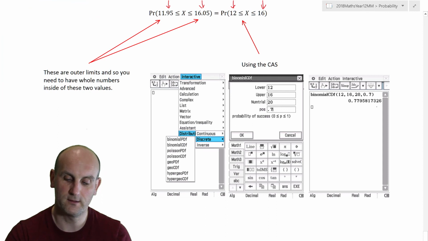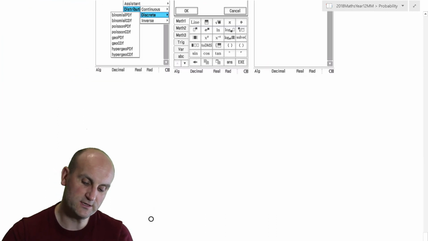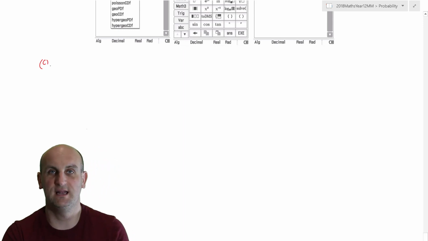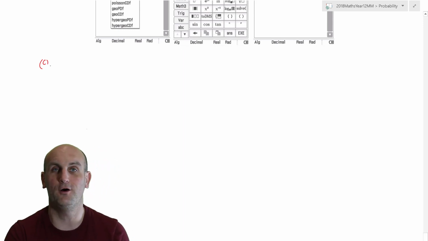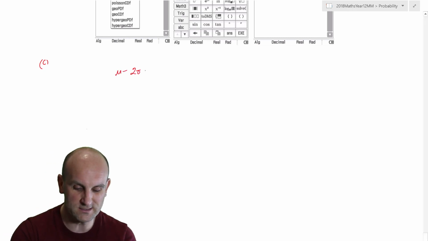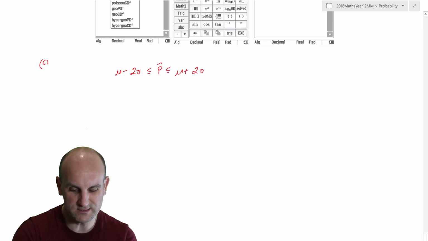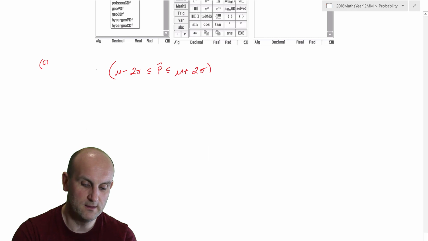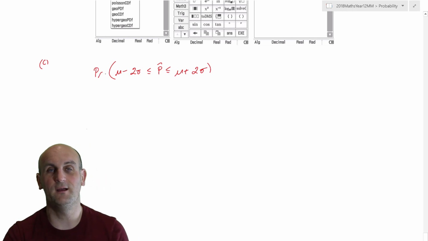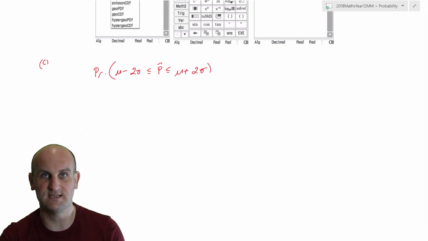Ladies and gentlemen, there is 0.7795. Now, the last part of the question states, part C, that it wants two standard deviations either side of the population proportion. And again, in this situation, I'd want to do mu minus 2 sigma to mu plus 2 sigma for p hat. Now in this situation, I'm not going to do that. This video has probably been long enough. I'm just going to cut this one short here now and leave that as an exercise to you.